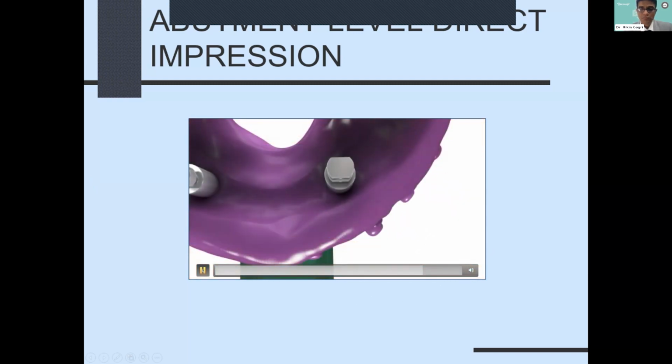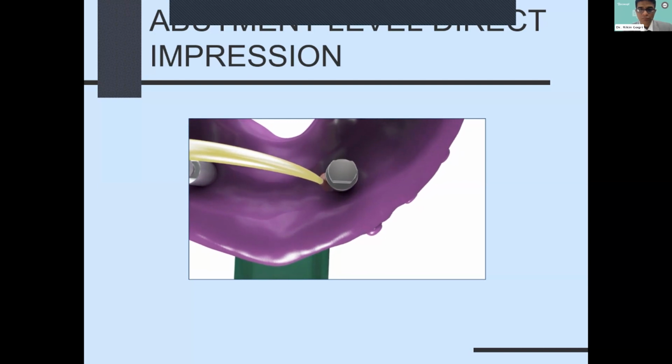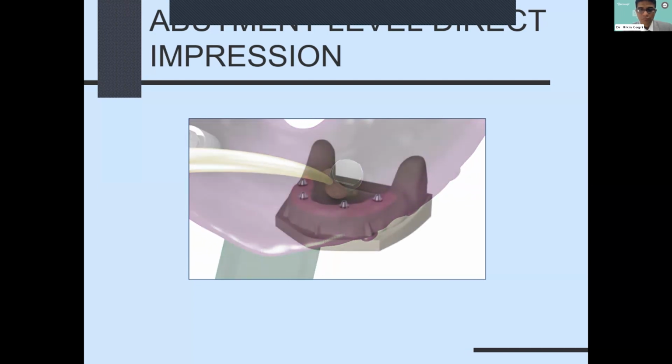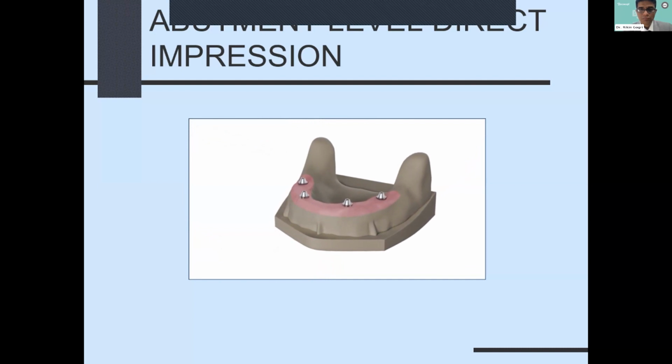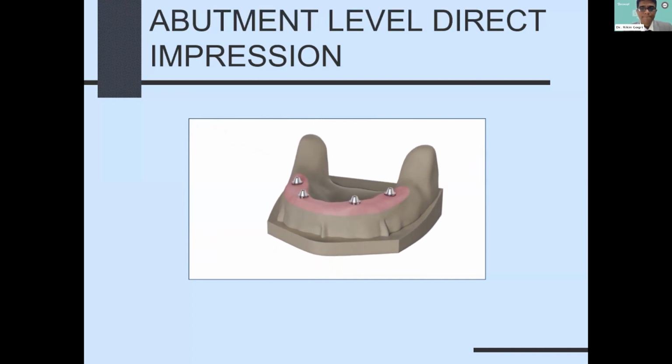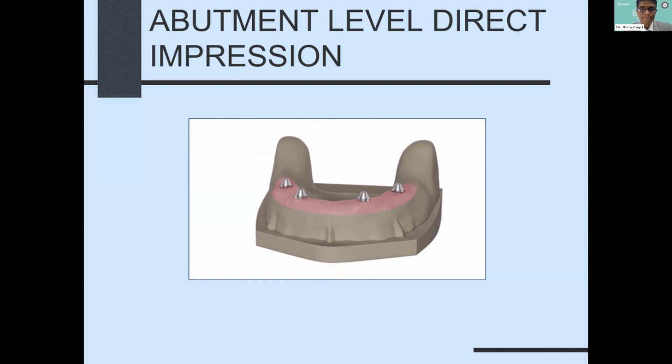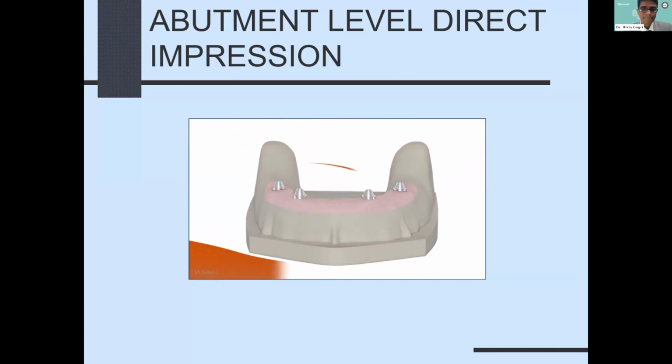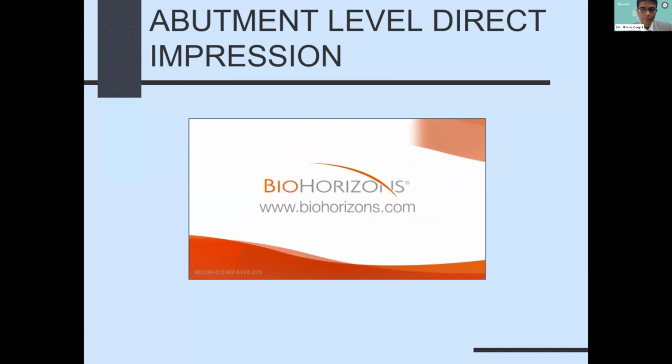Verify that the copings and replicas are properly assembled. Syringe soft tissue material around the replicas. Fabricate a working model using minimal expansion, high hardness die stone. Articulate the model according to normal laboratory procedures.